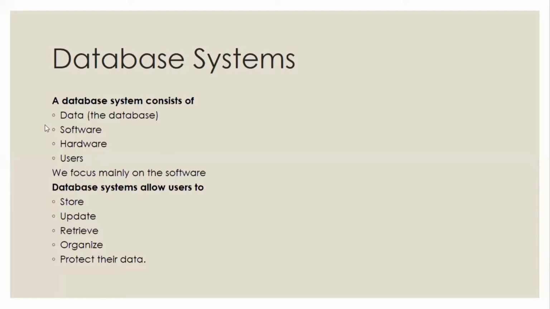So the main thing is what the database system consists of. We should have a database and a software. To store a database, we obviously need software, and to store a large amount of data, we need hardware. If we have to store data of 500 GB, there should be space so that we can store our database. And at the end, we need users who will use the software. These are the things that the database allows users to do: store, update, retrieve, organize, and protect their data.